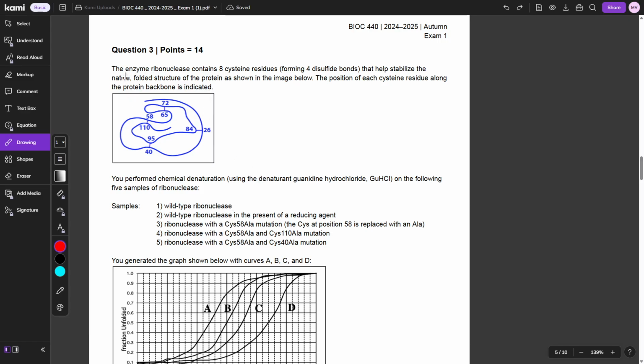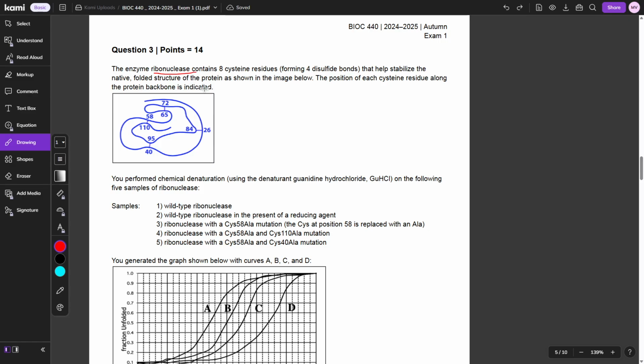Okay, so basically here it tells you that you have some enzyme. I don't care what the enzyme is. Ribonucleic, cool, great, have fun. 8 cysteine residues. Okay, they're probably gonna ask me about disulfide bonds, right? I think you guys have talked about disulfide bonds. If you oxidize cysteines together, they make disulfide bonds. If you reduce them, they break apart. That's something they test on quite a lot. So there's 4 disulfide bonds. Cool, knew that. Then they stabilize the protein.